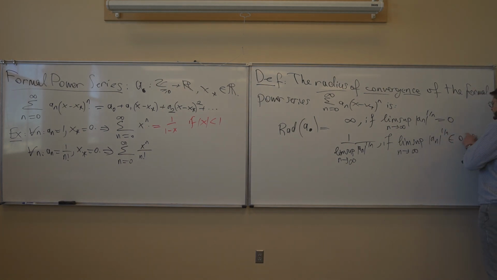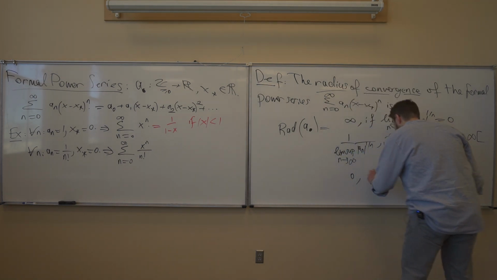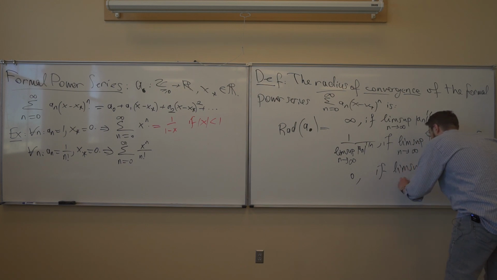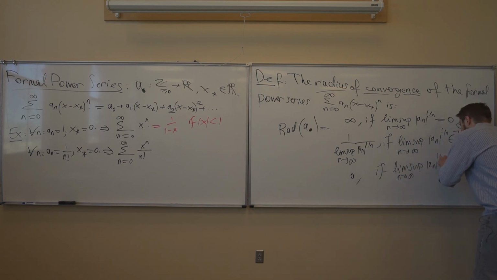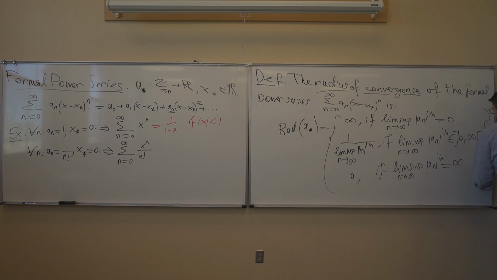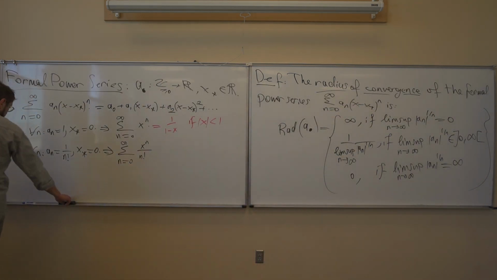Say in 0 to infinity, endpoints not included, and it's going to be 0 if limsup is infinity. Again, 1 over infinity would be 0 in a sense. So 0.